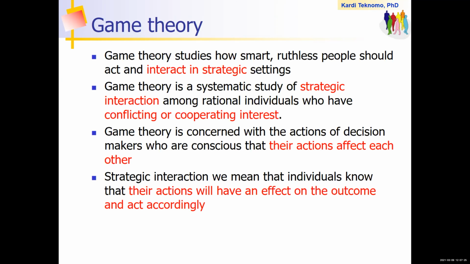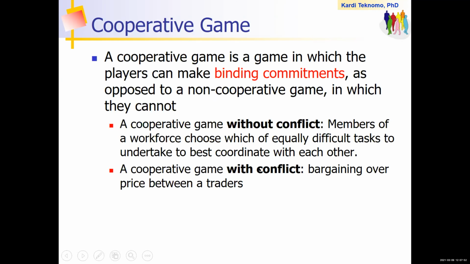Okay, so in game theory, you are concerned with the actions of decision makers who are conscious that their own actions will affect other decision makers. Strategic interaction means that individuals know their action will have an effect on the outcome of others, and they will act accordingly.